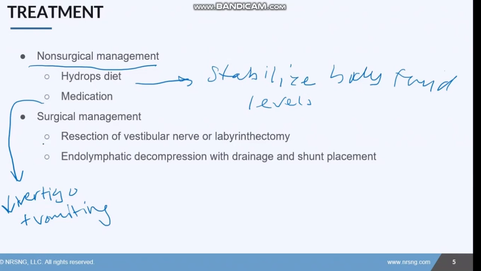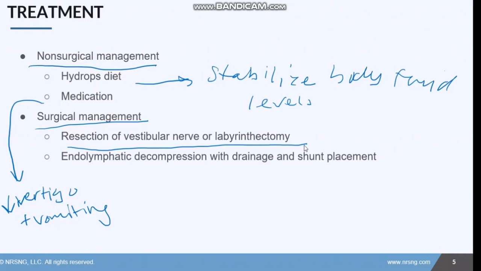So going on to surgical management, this is once all the non-surgical treatments have failed. We need to look into other options. This is kind of a last-ditch effort, and it's only used if the conservative treatment fails, as it can cause further hearing loss. One of the procedures that can be performed is a resection of the vestibular nerve or labyrinthectomy. These are both the most radical procedures that are done.